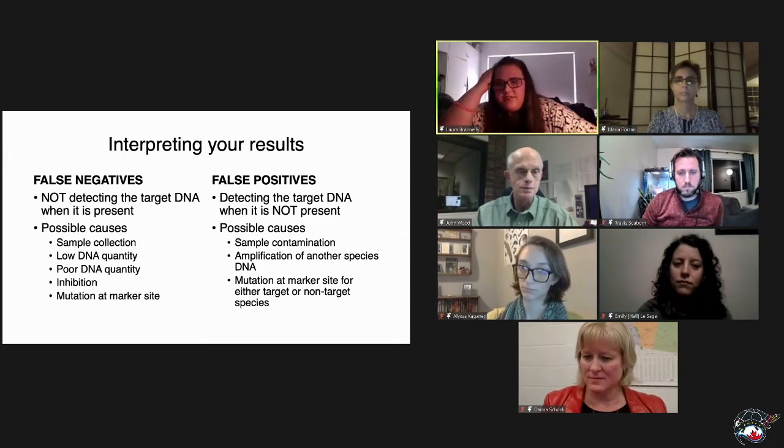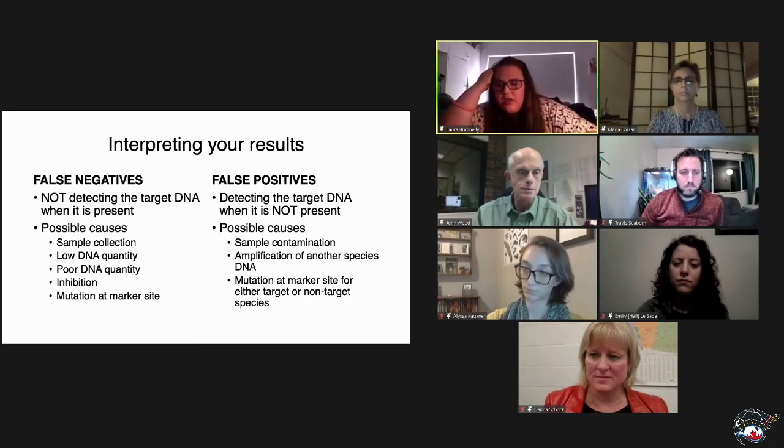And yeah, false positives, you can detect them with your negative controls, and you want to have a bunch of negative controls at all steps along the way. So in the field, you want negative controls while you're doing the extraction, and then you want different negative controls during your PCR.